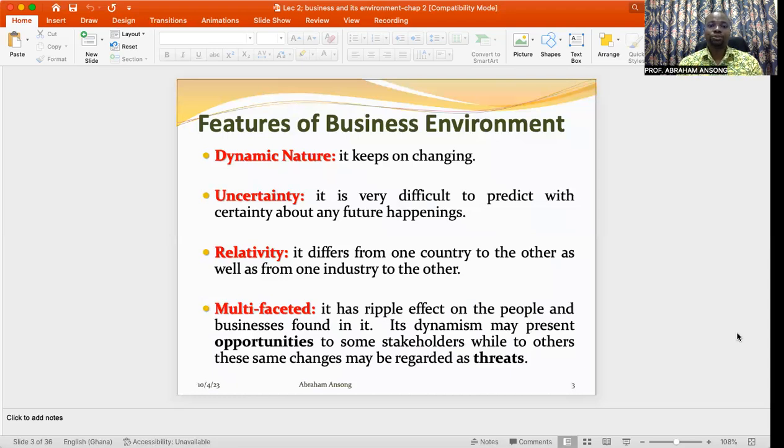If you even pick the social environment, fashion, for example, keeps changing. The tastes and preferences of people keep changing. So the external environment is also characterized by a high level of uncertainty. Then the next point is relativity. Okay, it differs from one country to another, and then from one industry to the other. So the external forces, the factors that make up this business environment, they may sound the same.